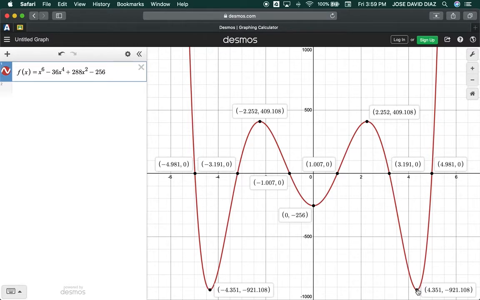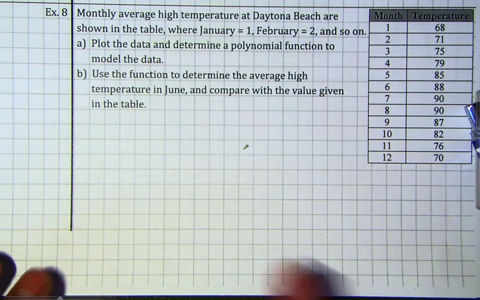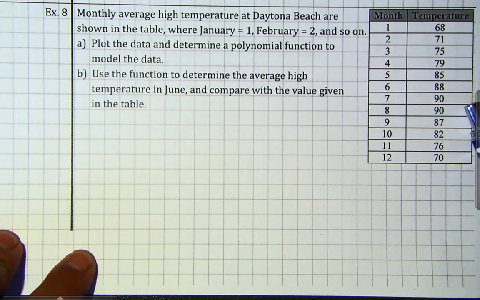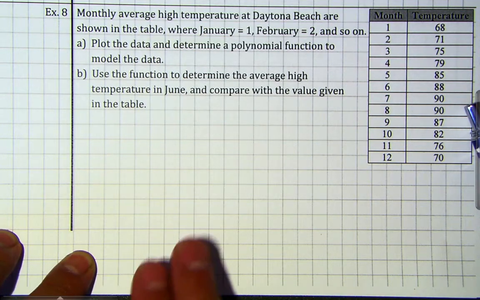And the last example for today. So take the time to copy the last example, number 8. Read through it, and we'll start once you're ready. Go and pause it.